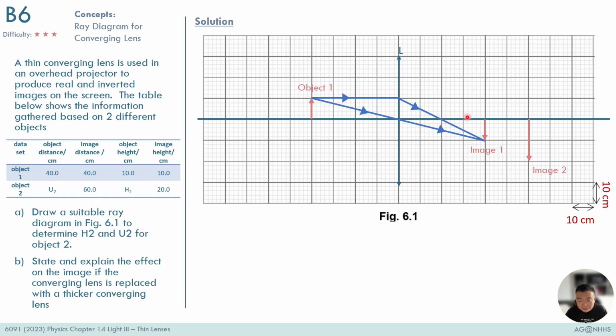So with this information, I now know the focal point is 20 cm. The lens focal point is 20 cm. Focal length is 20 cm. So 2f is 40 cm. So I'm marking all the f and 2f's over here. So right now we can move on to object 2.